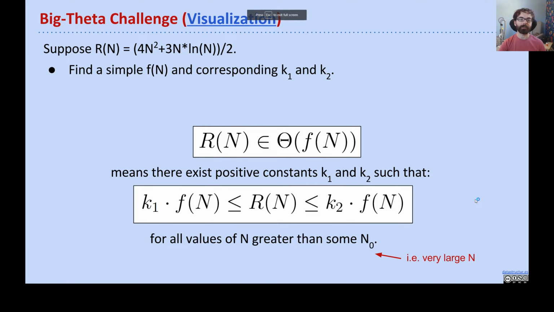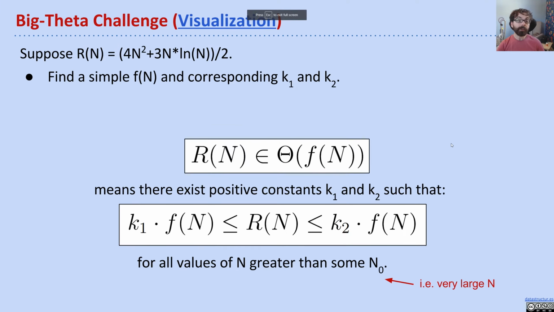I'll give you guys a chance to try one out. So what I'd like you to do is, let's suppose your function of interest is 4n squared plus 3 times n times the natural log of n, all divided by 2. So come up with a simple f of n, the family that r belongs to, and a corresponding k1 and k2.